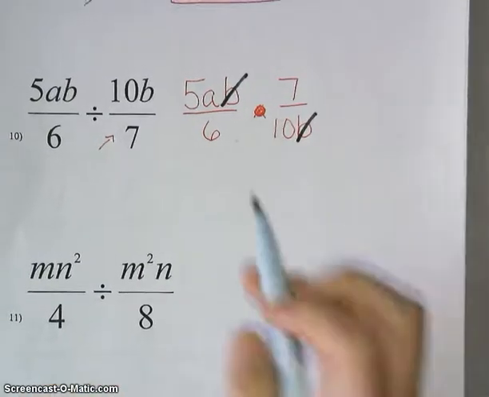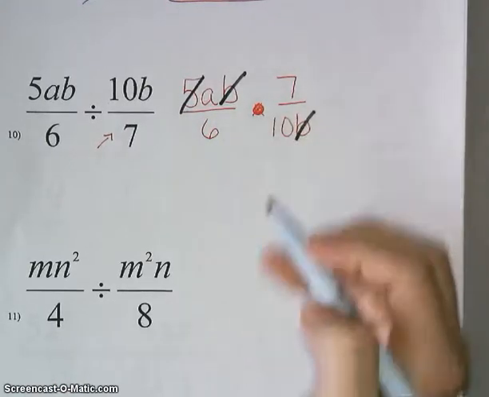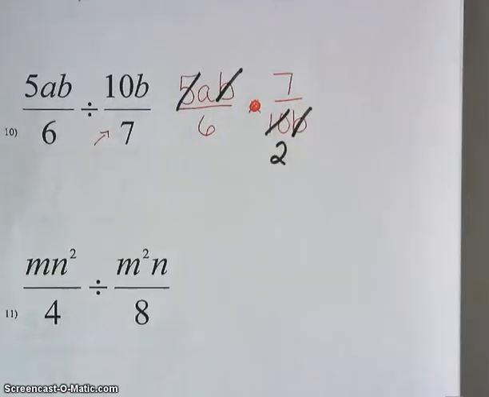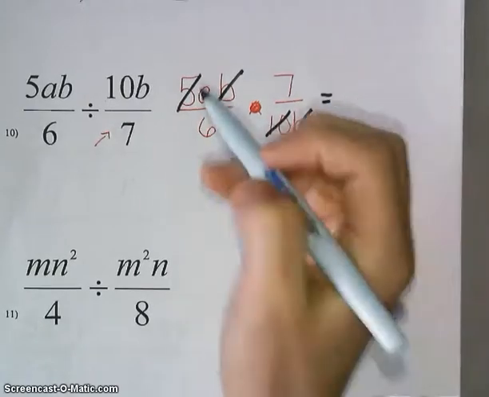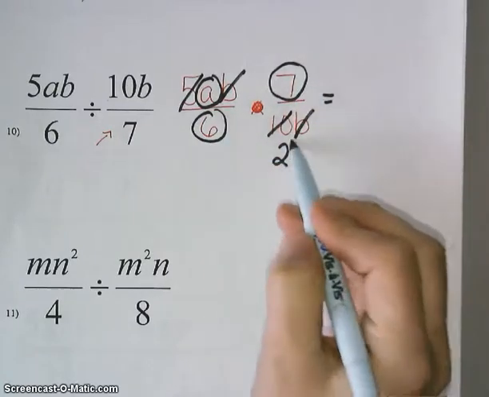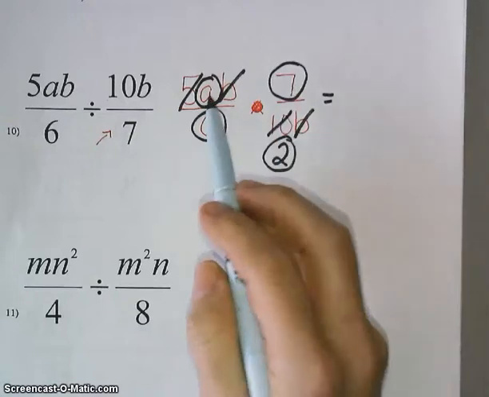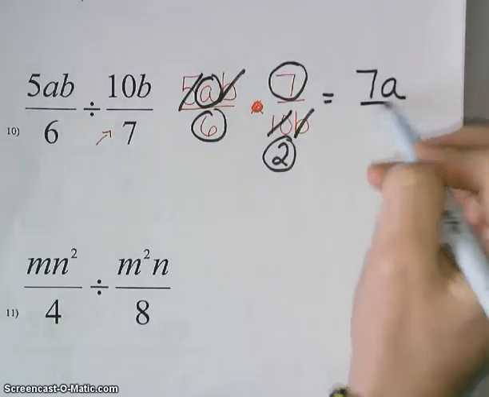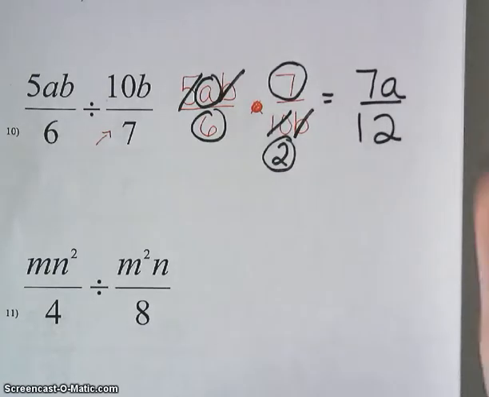Okay? And then I'm looking at my 5 and my 10. Well, there's a common factor there. 5 goes into 5 once, and 5 goes into 10 2 times. 7 and 6 don't cancel. There's nothing I can cancel with my a. So I'm going to go and circle everything I have left on the top and everything I have left on the bottom. So now I can multiply the factors that I have left. So 7 times a is 7a, and 6 times 2 is 12. And just do a quick check. There's no common factors between 7 and 12, and a is only on the top, so I can't simplify that anymore.